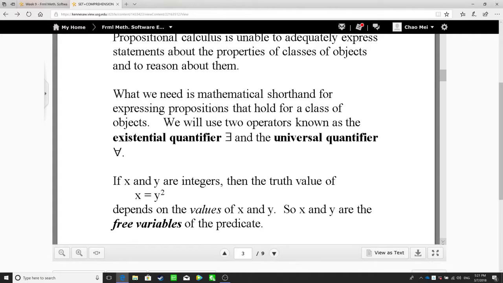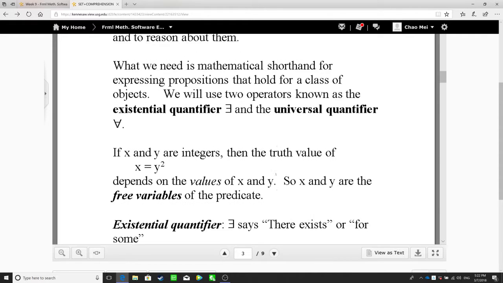What we need is a mathematical shorthand for expressing propositions that hold for a class of objects. So we will use two operators. Remember how they look? The existential quantifier and the universal quantifier. What do they mean?